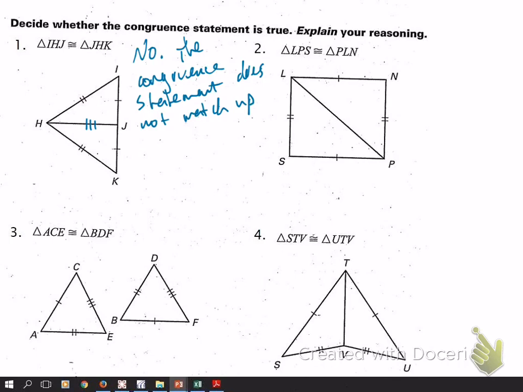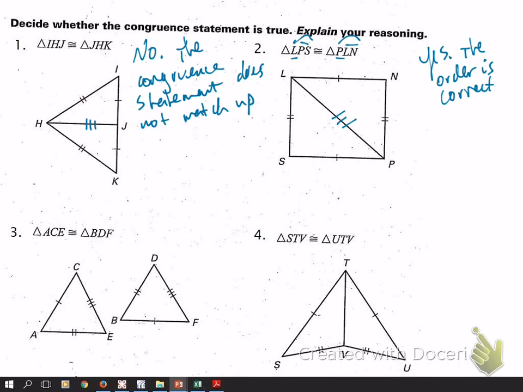All right, number two, are the two triangles congruent? Yes, by reflexive we're going to get this guy. Now check to see if the congruence statement is okay. Is LP congruent to PL? The answer to that is yes. Is PS congruent to LN? The answer to that is yes. Is LS and PN, are those two congruent? The answer to that is yes. So yes, and you can say that the order is correct, or the congruence statement matches, something like that.